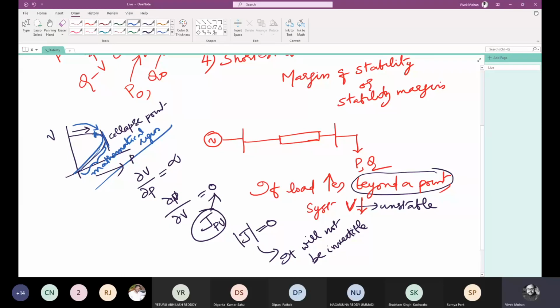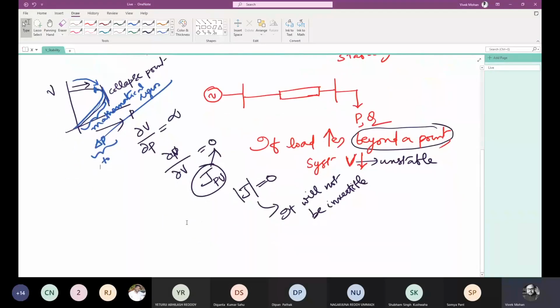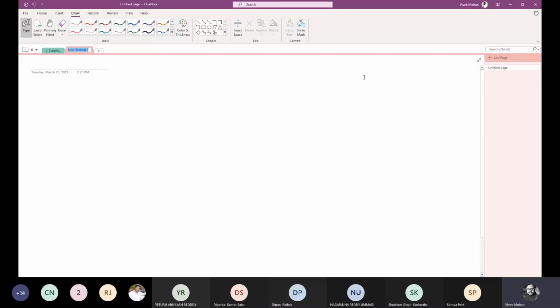So here also, the active power delta P to which the system can be further loaded, we should have the information about this to know the stability margin. So let's see this with the help of a PQ plane. Let me draw it. I have a PQ plane.